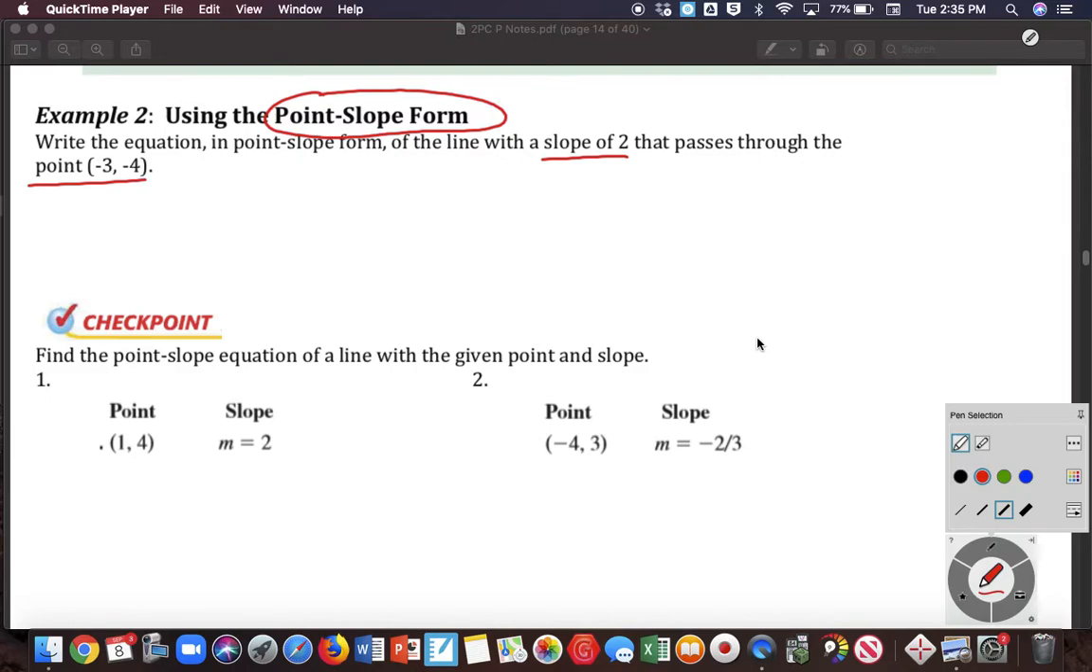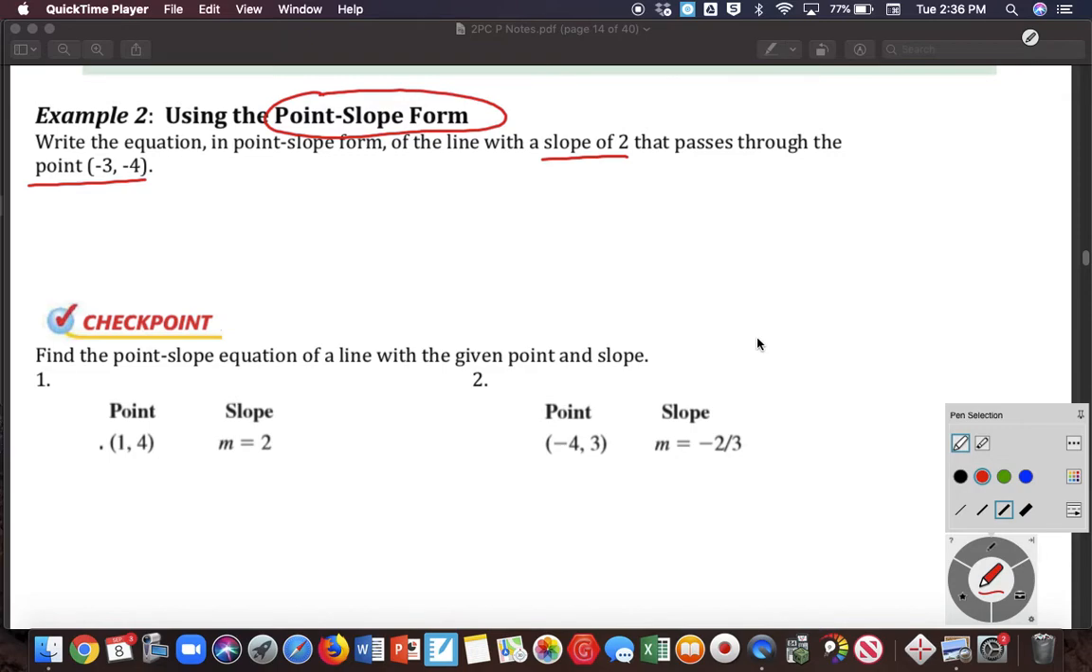So hopefully you're getting the idea. If they provide me these two things, then maybe I'll use the point slope form. Does it matter if you use slope intercept form instead? No, unless the question asks for point slope form, like it does in this one. But it's just adding another tool to your toolbox, so to speak.